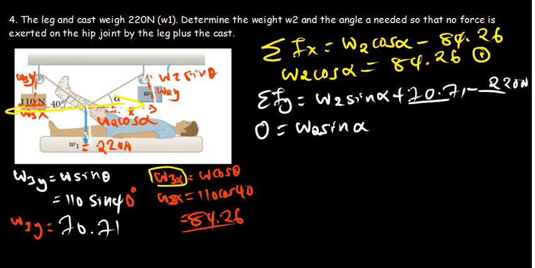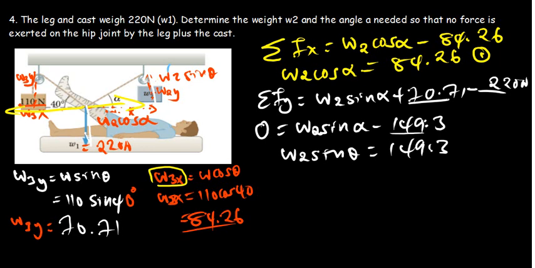So we have got 70.71 minus 220. So I'm getting negative 149.3. Okay, I shift this guy to the other side, W2 sin alpha has to be equal to 149.3. I can call this one my equation 2.